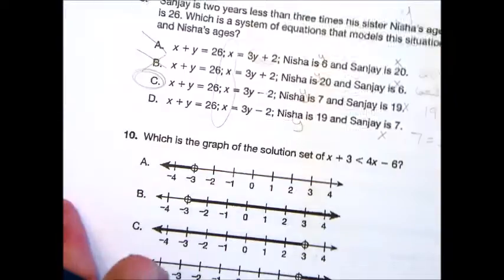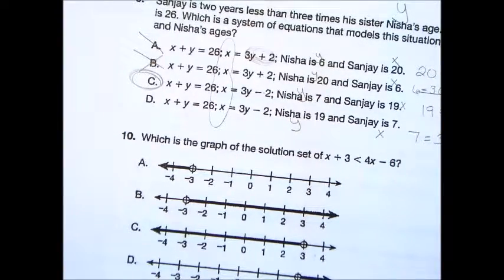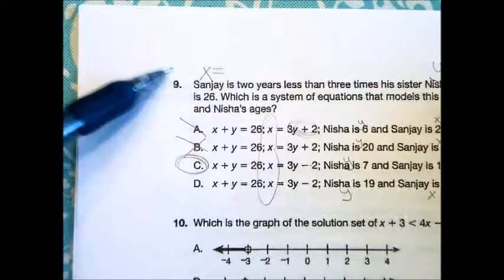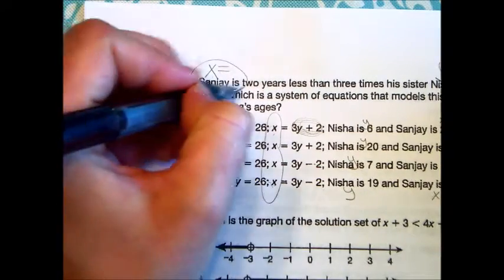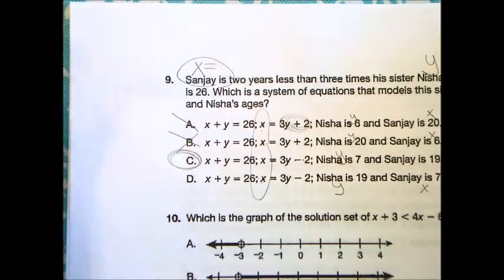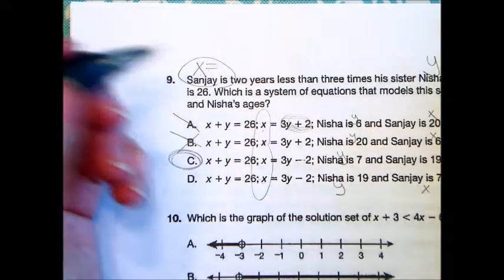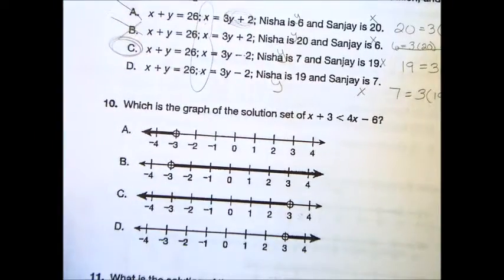I think this problem was a very sneaky one because they wanted you to be very careful that you made Sanjay x. The reason that was implied is because these were all "x equals," and this says "Sanjay is." So x equals, and "is" means equals in math. If they're using x equals, then you need to use x for Sanjay. All right, Sanjay, I don't know.